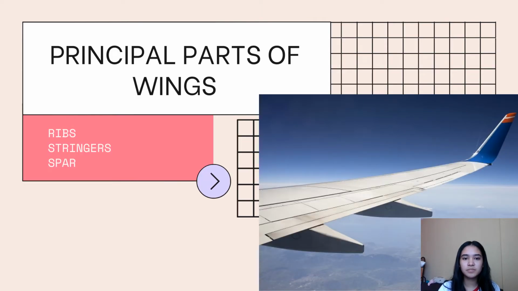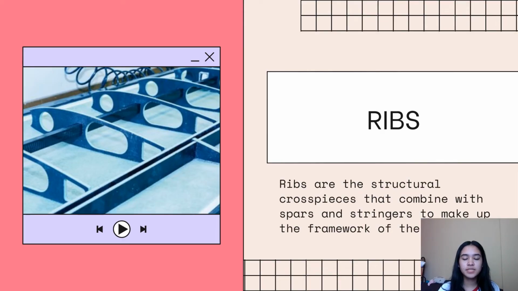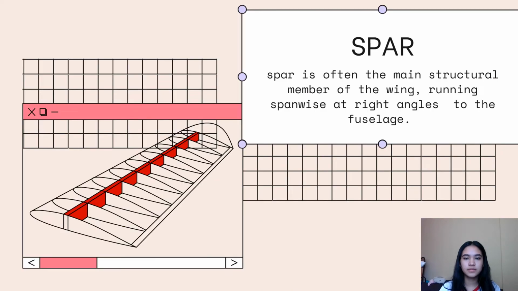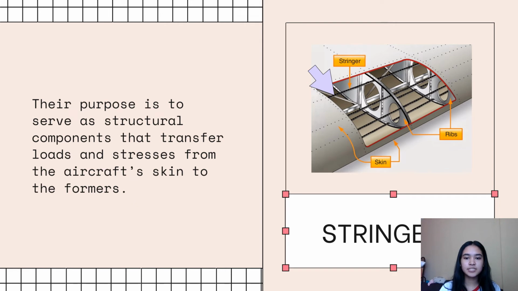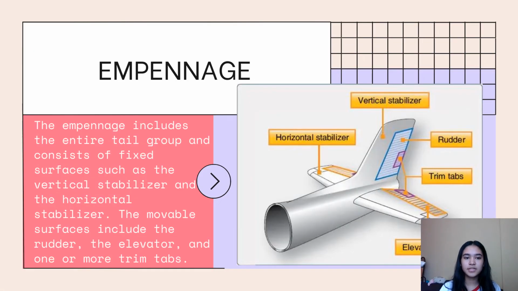There are three principal parts of wings. First are the ribs, stringers, and spars. Ribs. Ribs are the structural crosspieces that combine with spars and stringers to make up the framework of the wing. Spar. Spar is often the main structural member of the wing, running spanwise at right angles to the fuselage. And lastly, the stringers. Their purpose is to serve as structural components that transfer loads and stresses from the aircraft's skin to the formers.